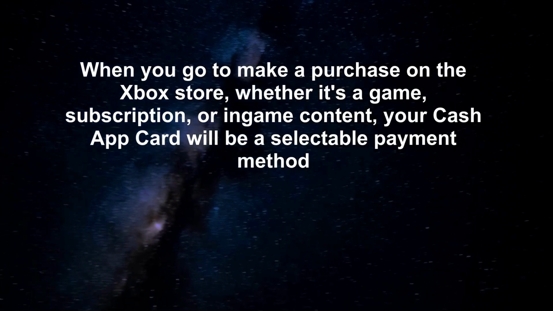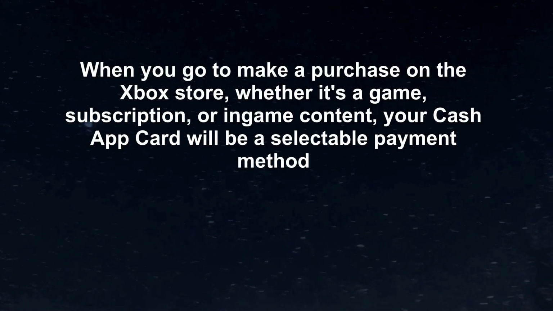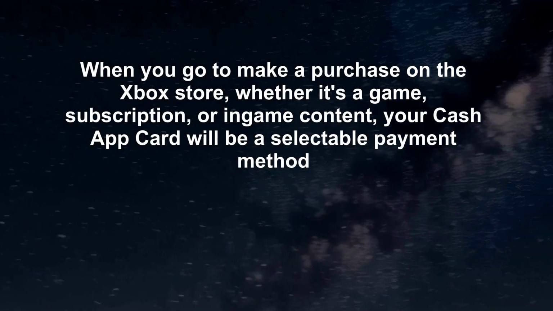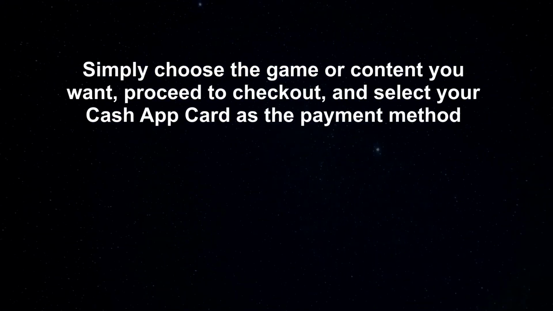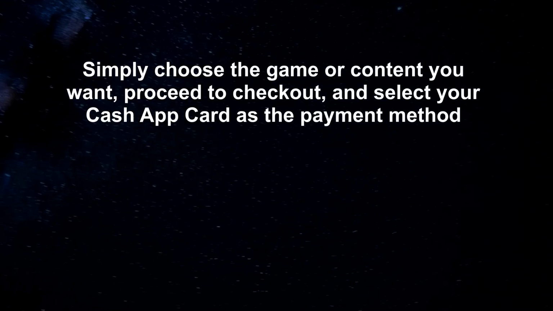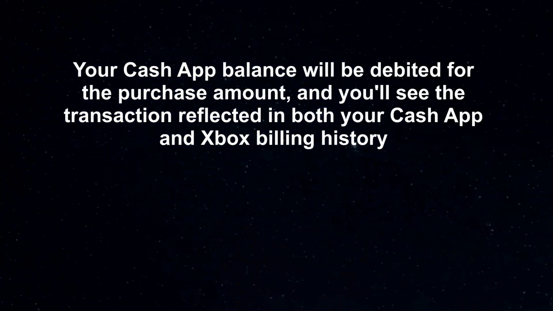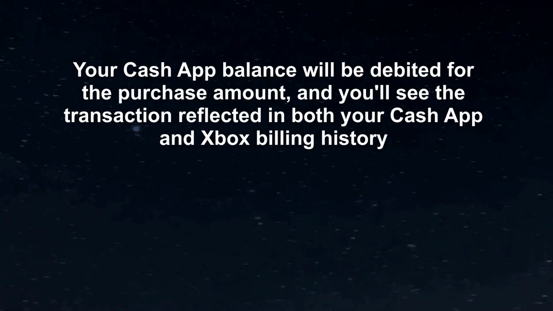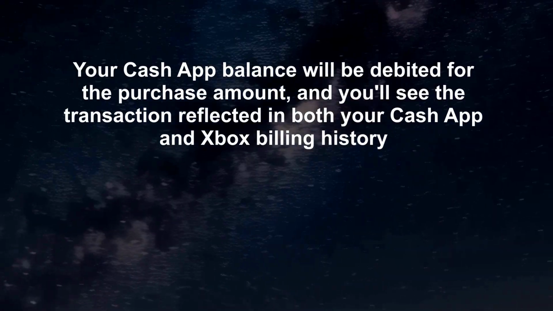When you go to make a purchase on the Xbox Store, whether it's a game, subscription, or in-game content, your Cash App card will be a selectable payment method. Simply choose the game or content you want, proceed to checkout, and select your Cash App card as the payment method. Your Cash App balance will be debited for the purchase amount, and you'll see the transaction reflected in both your Cash App and Xbox billing history.